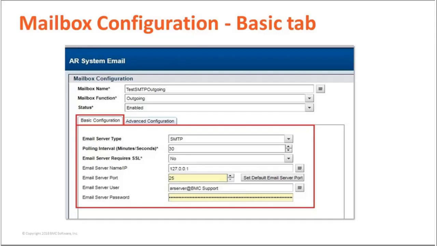When using Mbox, which is incoming only, the Basic tab will also have only 3 fields, which are email server type, polling interval, and another previously hidden field called inbox path. Here, you enter the full path and file name to the Mbox file corresponding to the user email account.